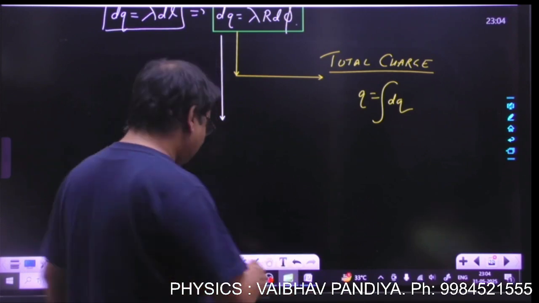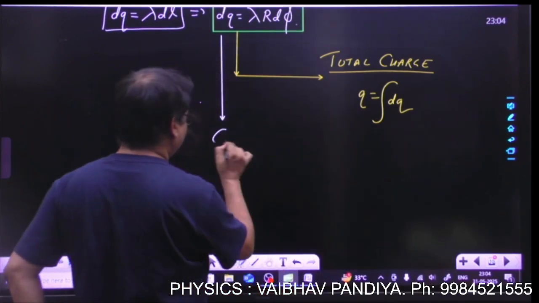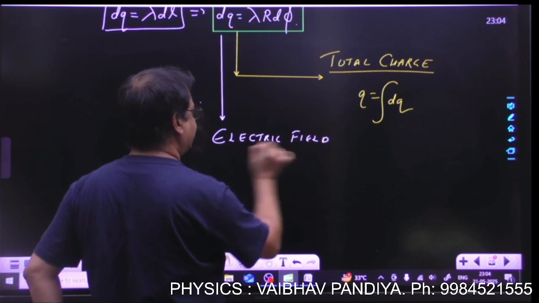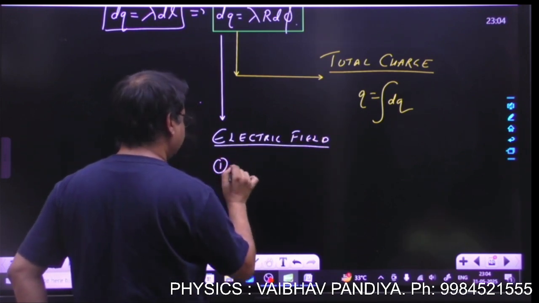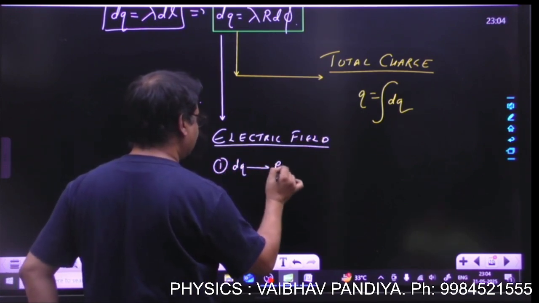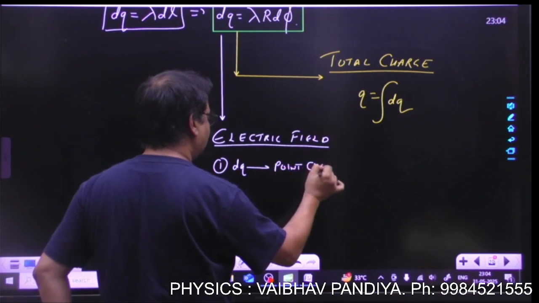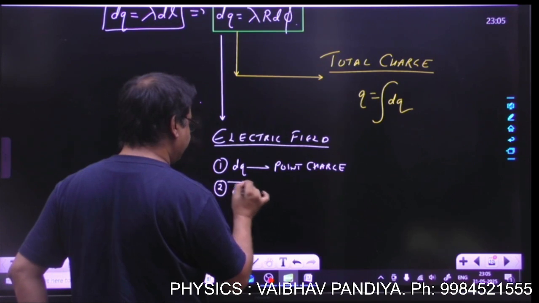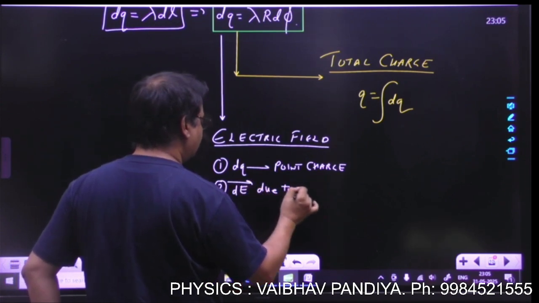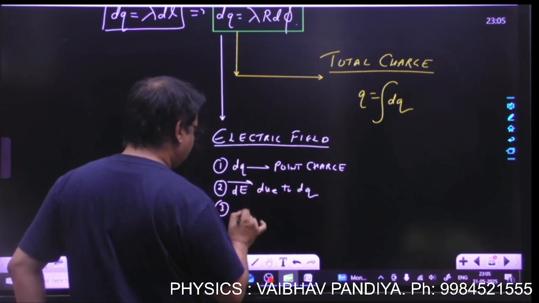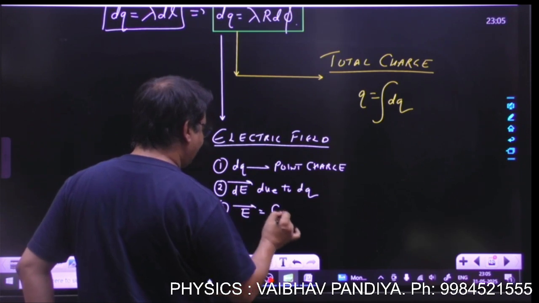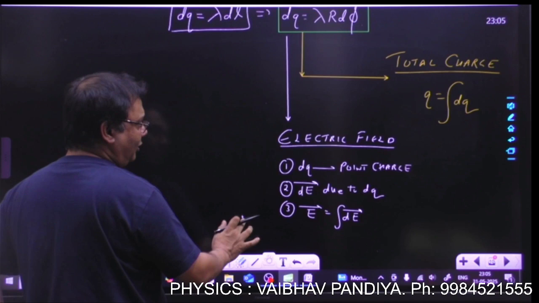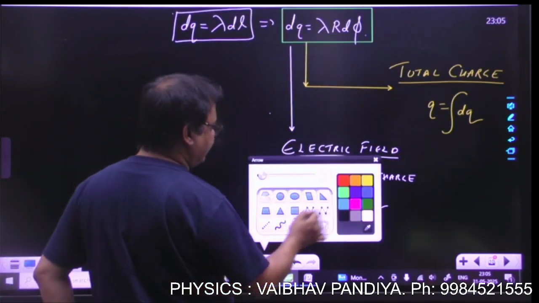Now if you are finding the electric field, okay, suppose we want to find the electric field, then first of all this dq will be treated as a point charge, and we will find the infinitesimal electric field dE due to dq, and then the total electric field will be the integral of dE. This is of course a vector integral, about its components along different axes.